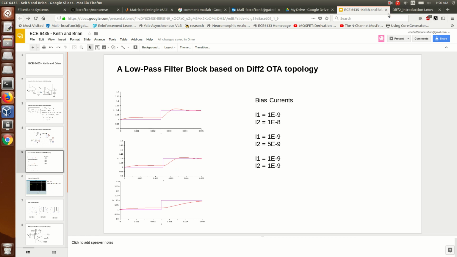We ran our simulation for 3 different sets of bias currents to get 3 different responses to the step. In the first one we used 2 bias currents, 10 to the -9 and 10 to the -8, and we got this Q here. For our second one we used 1 times 10 to the -9 and then 5 times 10 to the -9, and we got a smaller Q because we used a smaller difference in the 2 currents. And for the last one we used the same current for both, and we got a very slow response to the step.